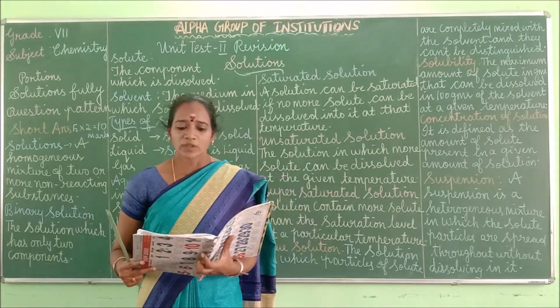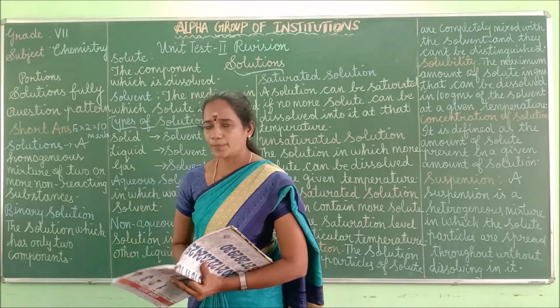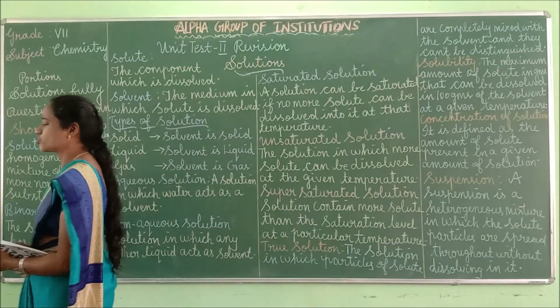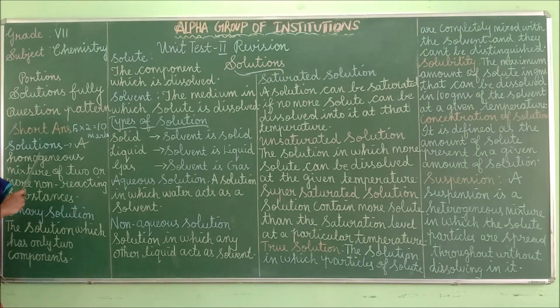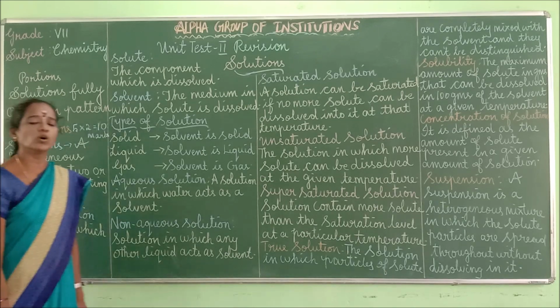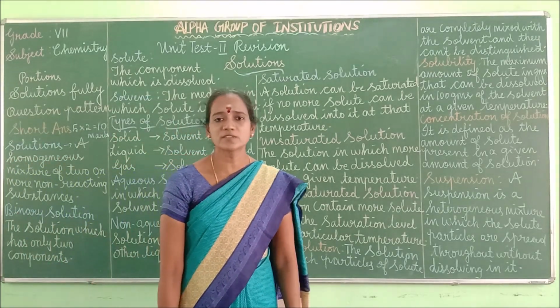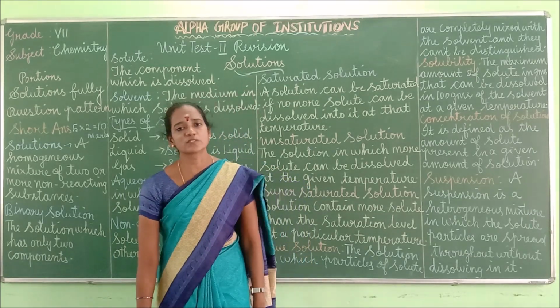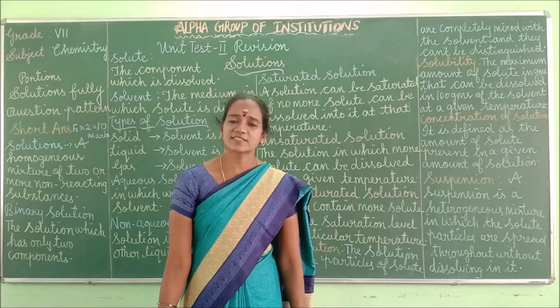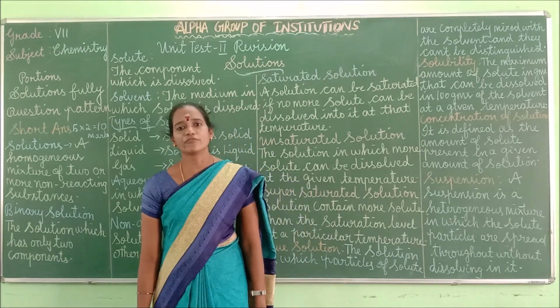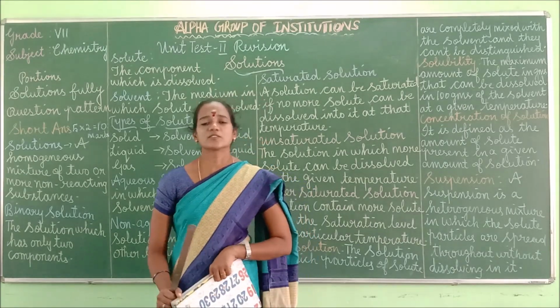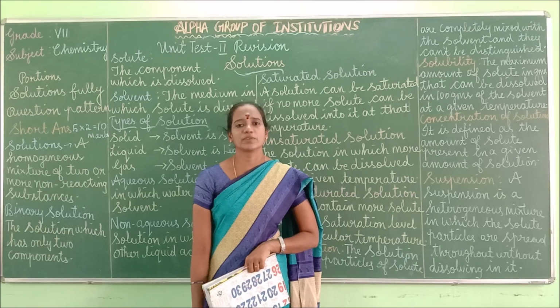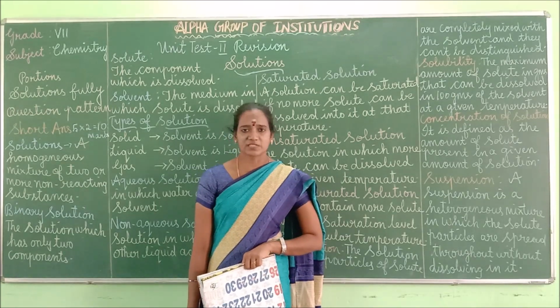Take your book also. Take the first page of the solutions lesson. First, you should know the definition for solution. Define solution. What is meant by solution? A solution is a homogeneous mixture of 2 or more substances. This is called a solution, isn't it? Homogeneous means what? All the components, all the substances appear as a single phase. This is called a homogeneous solution. So what do you mean by solution? A solution is a homogeneous mixture of 2 or more substances.